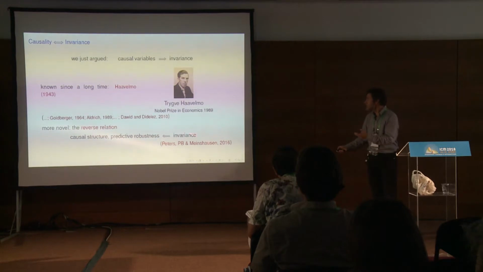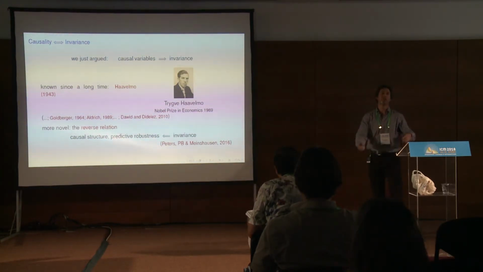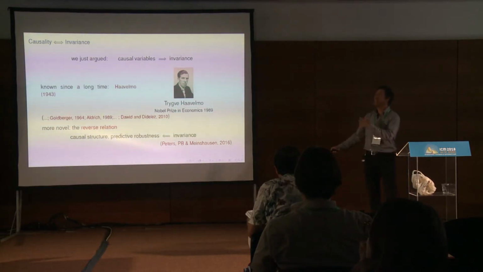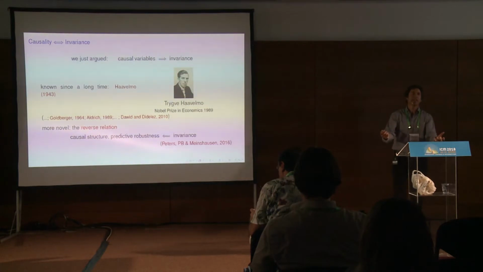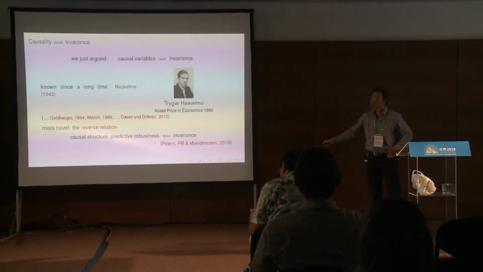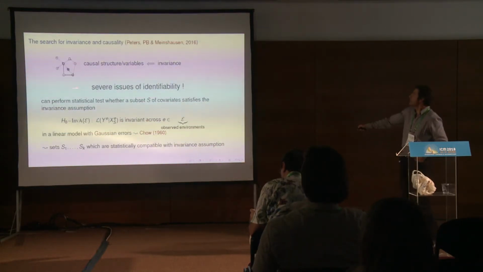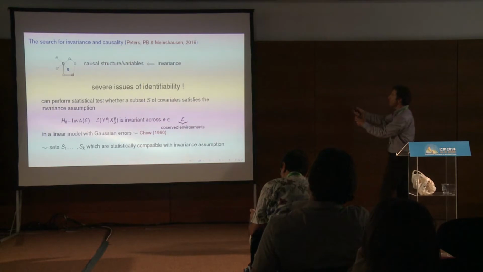Can we deduce or conclude, if I see invariance in the data, can I say something about the causal structure or predictive robustness to solve a worst-case optimization problem? So we want to go the other direction. And this has not been exploited before, maybe also because there was not good data around. I want to have heterogeneous data where I can find invariance and then conclude from that. So this is the search for invariance and the causality.